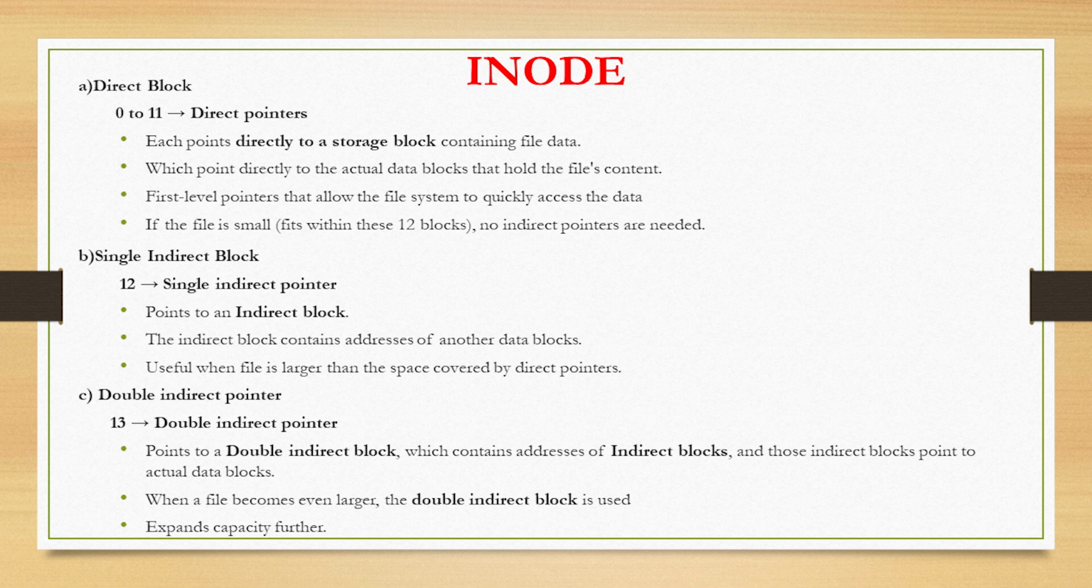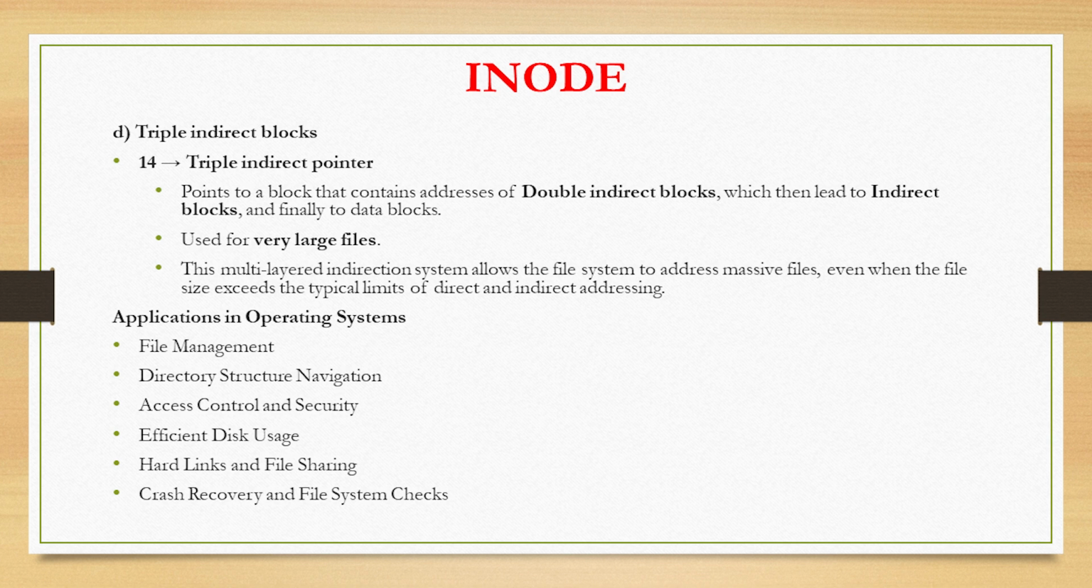The next one is the single indirect block. The 12th block is the single indirect block. It points to an indirect block. The indirect block contains the addresses of data blocks, useful when the file is larger than the space covered by the direct pointers. Double indirect pointer: the 13th block is the double indirect pointer. It points to the address of an indirect block, and these indirect blocks point to the actual data blocks. When a file becomes even larger, the double indirect block is used. It expands capacity further.